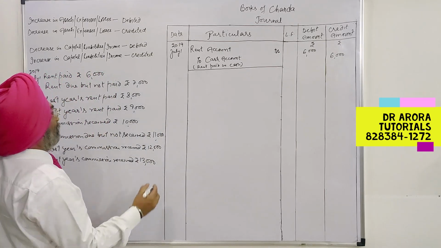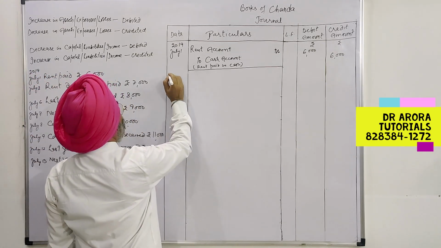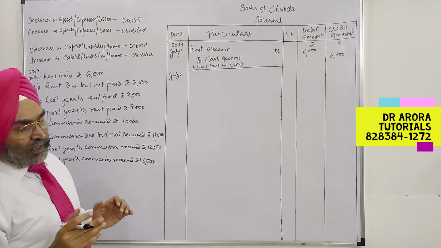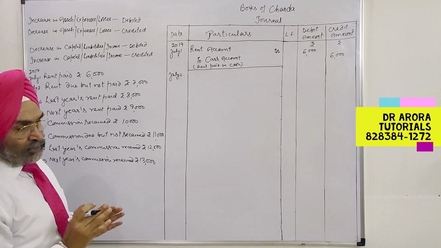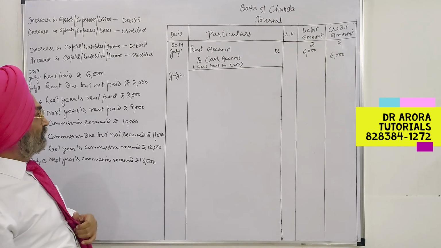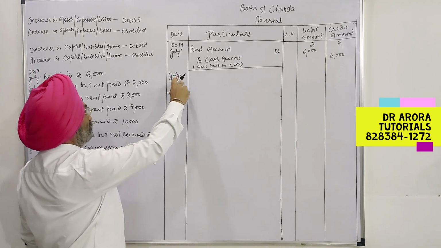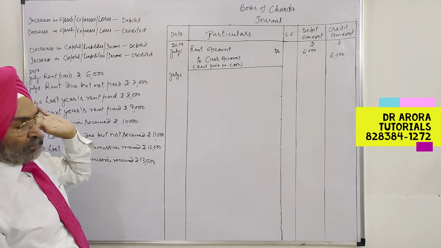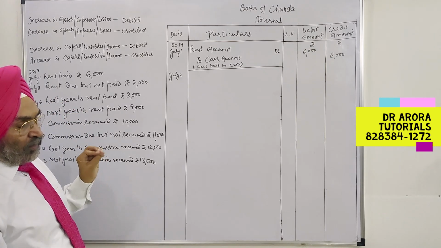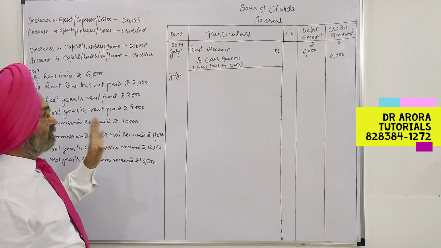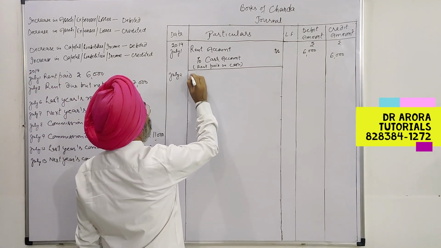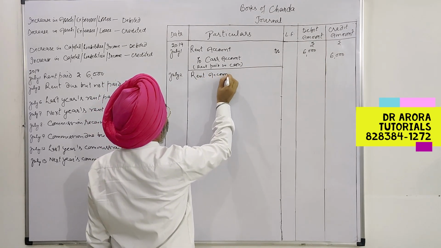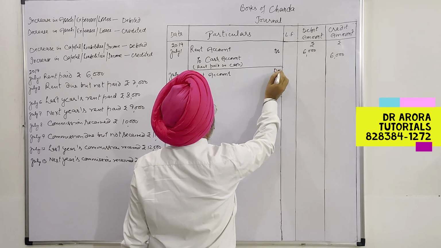Now the second entry on July 2nd, rent due but not paid. Rent due but not paid, because ours is an accrual assumption. In the accounting principle that we have discussed, accrual assumption says whether rent paid or not, that is your expense, because the rent has arisen. Once the expense has arisen, that is your expense.